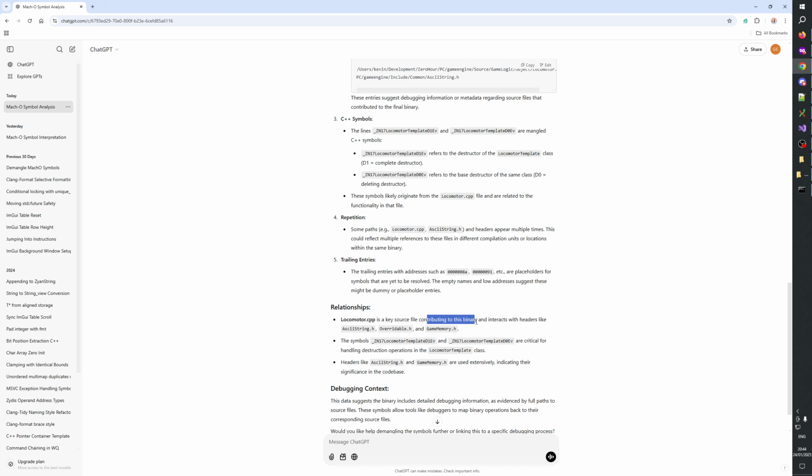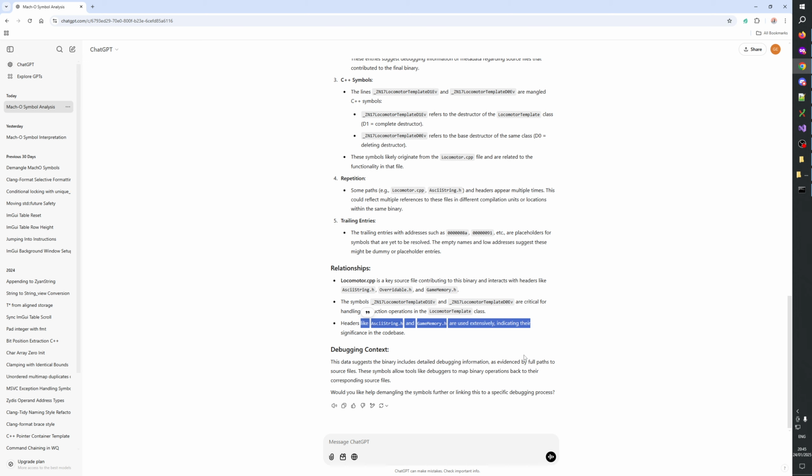Key source file contributing to this binary and interacts with headers. Symbols are critical for handling destruction. Headers like this are used extensively, indicating their significance in the code base. This data suggests the binary includes detailed debugging information as evidenced by full paths to source files. The symbols allow tools like debuggers to map binary operations back to their corresponding source files.